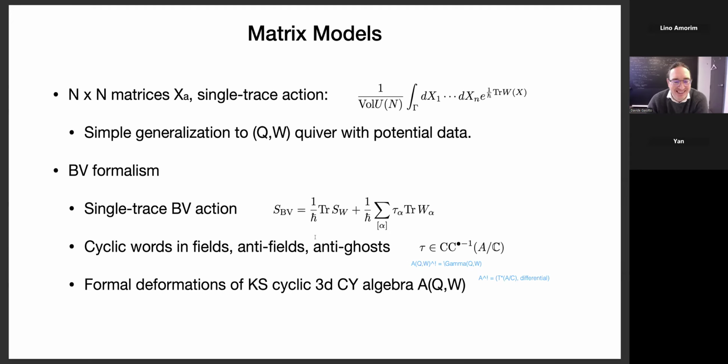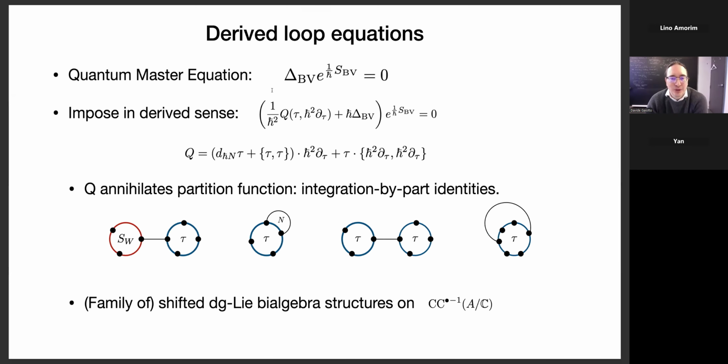Yes. But for now, just by looking at the matrix model, I see the cyclic complex emerging. The differential comes about when you look at the quantum master equation. Normally people impose the quantum master equation as an equation. They say, okay, I have my BV action, and I want the BV Laplacian to kill e to the S. I prefer to impose the quantum master equation in a derived way. So I write down the differential operator Q that acts on the couplings, such that Q plus delta BV annihilates the action.